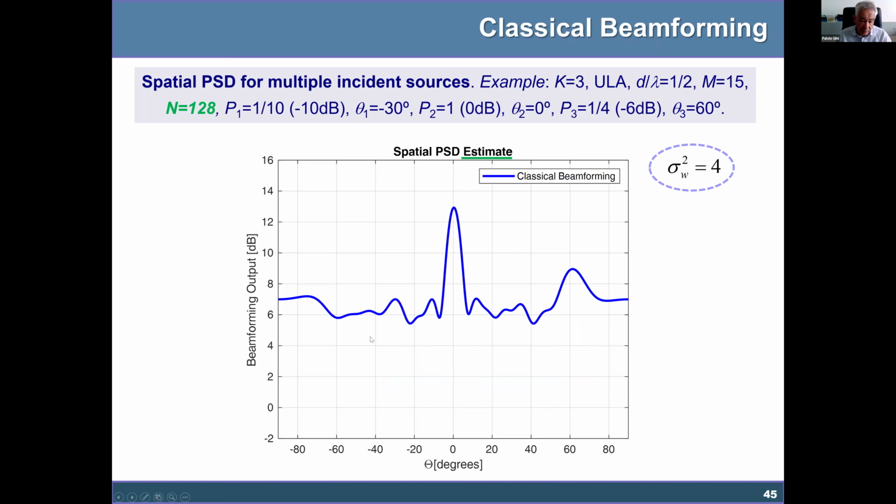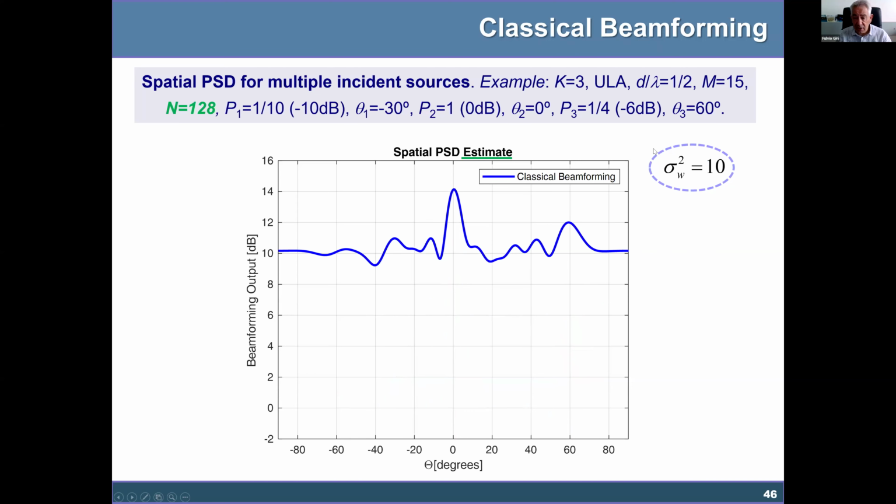So first it masks the first source, which is the weakest, and then if it increases further, it can mask the other sources too. So this is the effect of white noise.